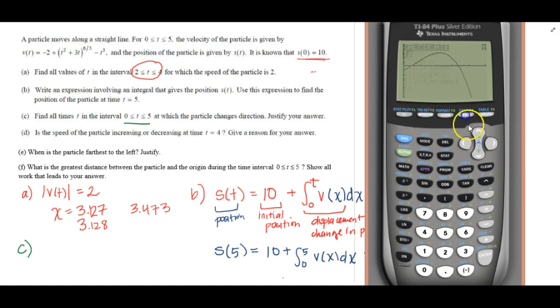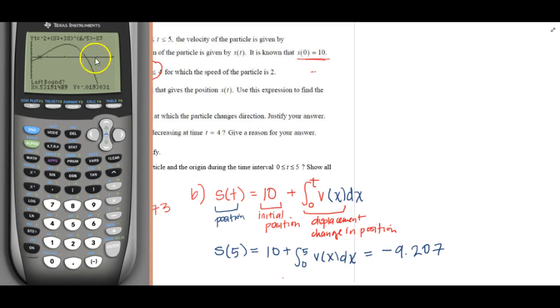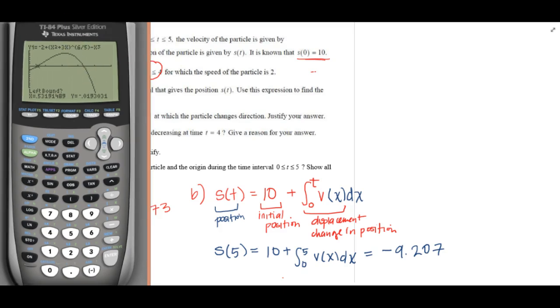So second calc, 2 for 0. And I'm going to have to move over here, get to the left of that 0. Whoops, lost my calculator.